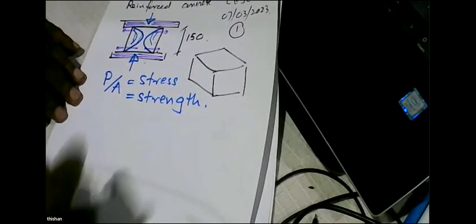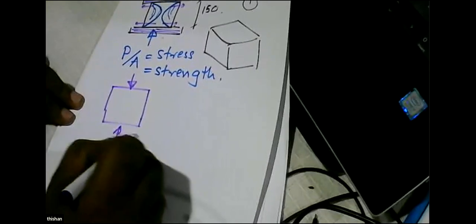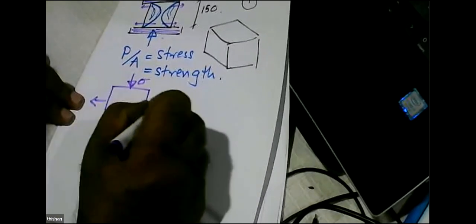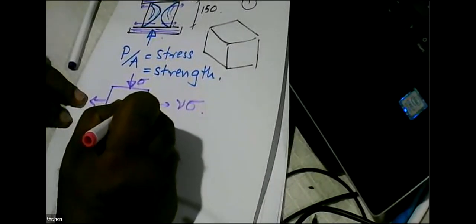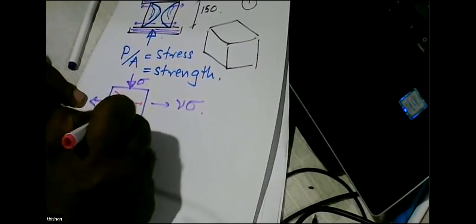If you look at this method, the first thing you have to notice is that we have some thick plates here. These thick plates do not allow the cube to expand easily. So if you look at a material where you apply sigma, there will be a tensile stress of nu times sigma this way. And we know concrete is a weak material in tension. So due to this expansion effect, finally this breaks.